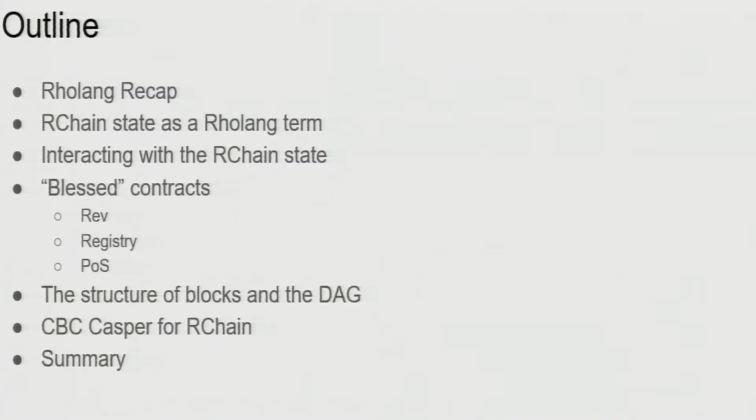So we'll start off with a quick recap of Rholang, a quick summary of everything that Kyle talked about yesterday, just enough to get us through some of the code examples in here. We'll talk about how RChain is really just a giant Rholang term, which is super cool and makes everything really easy to think about. How you'll interact with the RChain state, what these blessed contracts are and what they do, and then Kent will take over from me and talk about some more details of what the block structure actually looks like and Casper stuff.